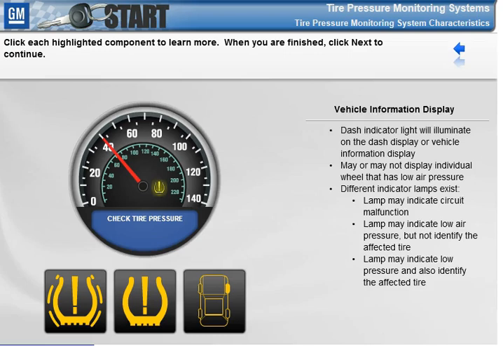Shown here are three different types of indicator lamps. The lamp on the left indicates a TPMS malfunction. The center lamp indicates that low pressure is detected but does not identify the affected wheel. The right lamp also indicates that low pressure is detected. This lamp also identifies that the front passenger wheel is the affected wheel.